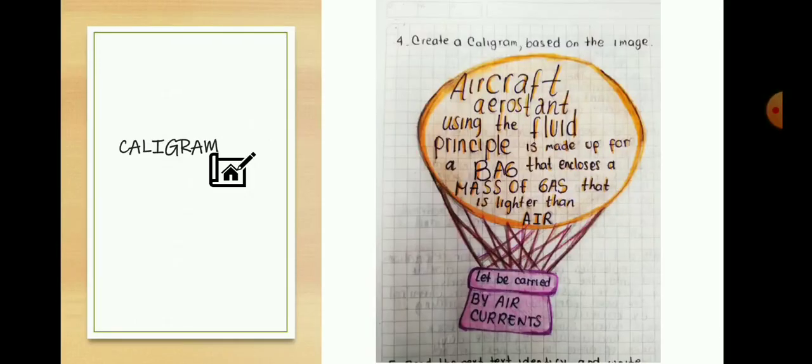So this is one type of non-linear text, the calligram. Here I tried to make the form of the aircraft, and I added some words trying to form the object.